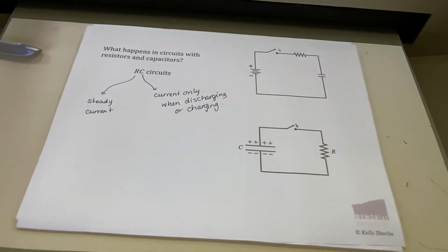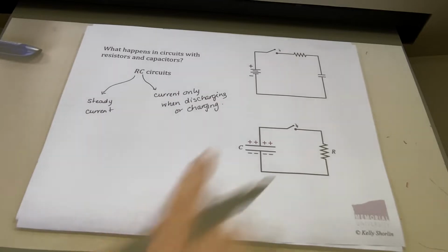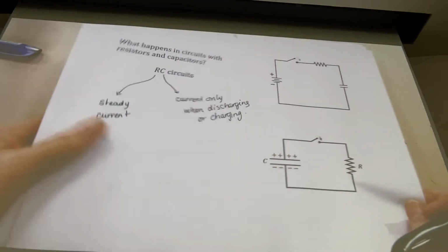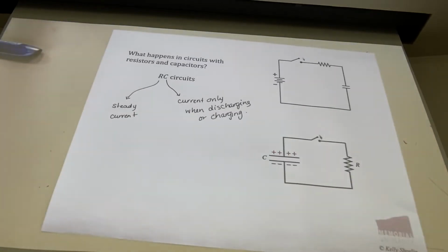So first we're going to look at a charging circuit, then we'll look at a discharging circuit, and then we'll try and work some examples. One thing we're going to look at is how long does it take to charge or discharge and what sorts of things matter in those circuits. So we'll do the charging capacitor first.